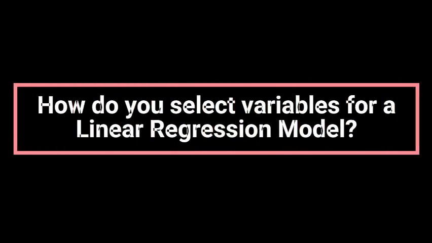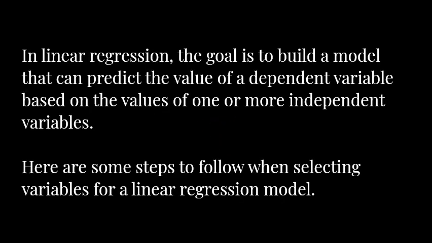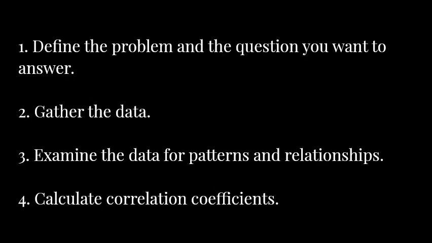How do you select variables for a linear regression model? In linear regression, the goal is to build a model that can predict the value of a dependent variable based on the values of one or more independent variables. Here are some steps to follow when selecting variables for a linear regression model. 1. Define the problem and the question you want to answer. Determine what you want to predict and what factors may influence the outcome.